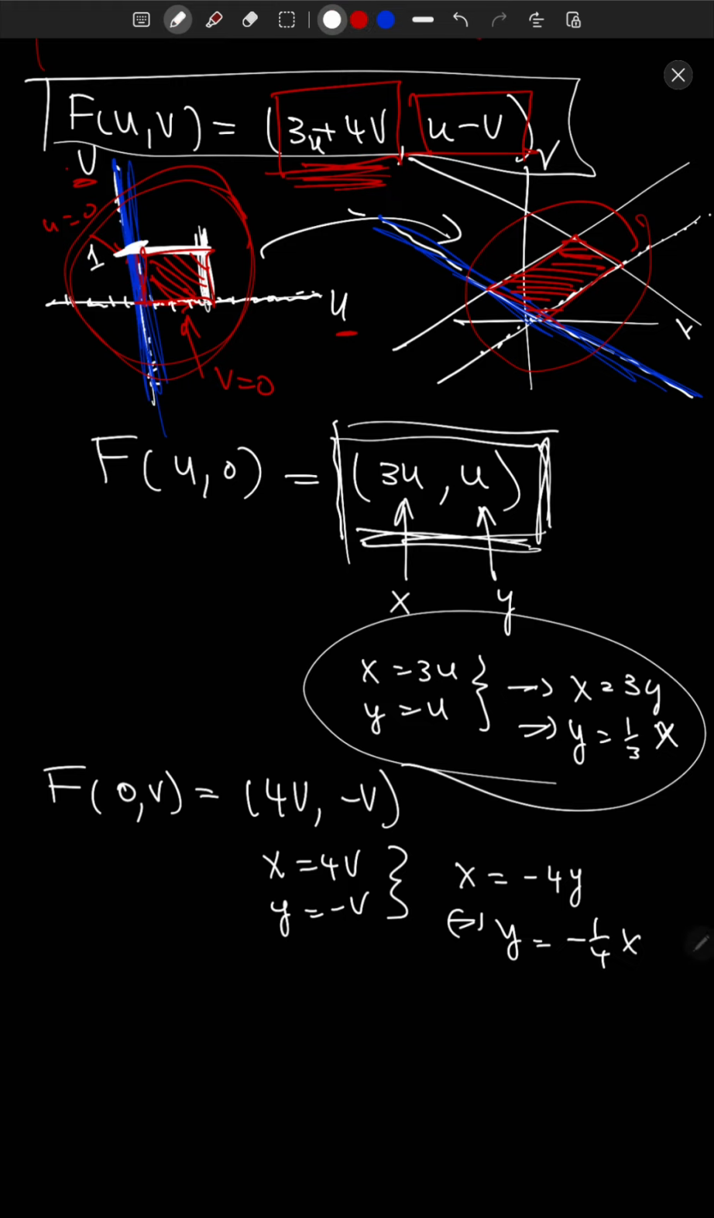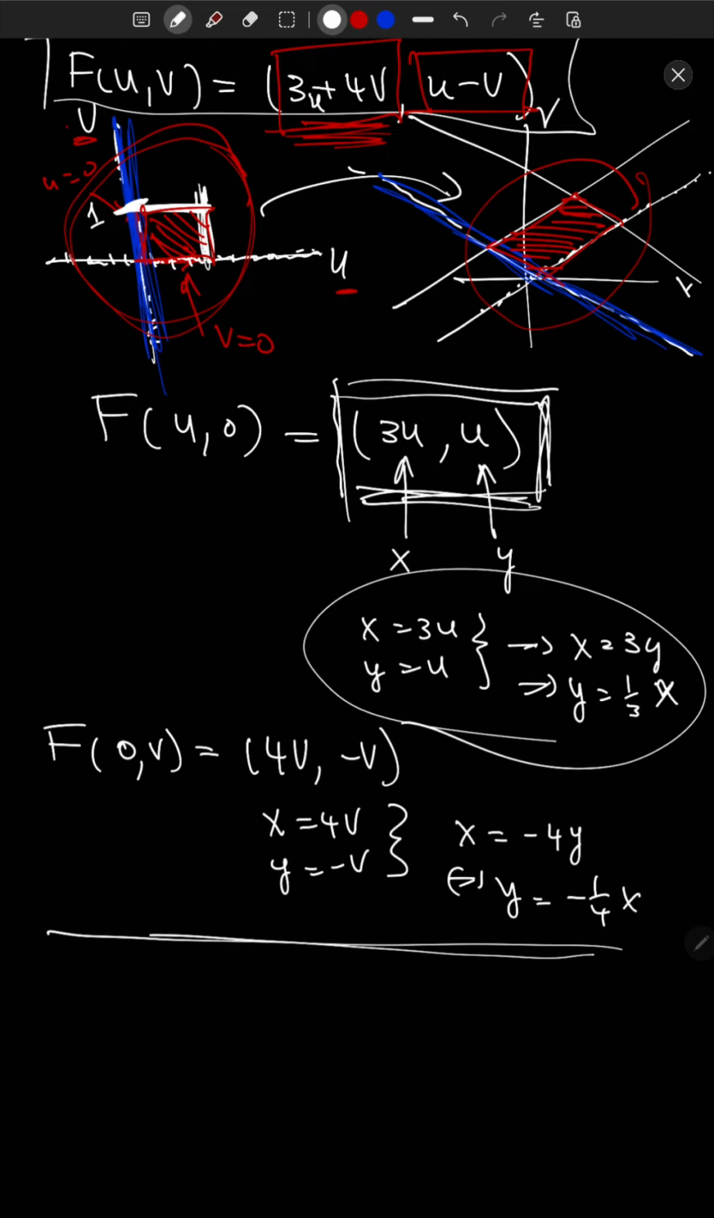All right, so let me do an actual example of finding a mapping. I gave you the mapping, and essentially I wanted you in this problem to figure out what this mapping looks like, in quotes. What it looks like is a rectangle like this goes to a parallelogram like that.